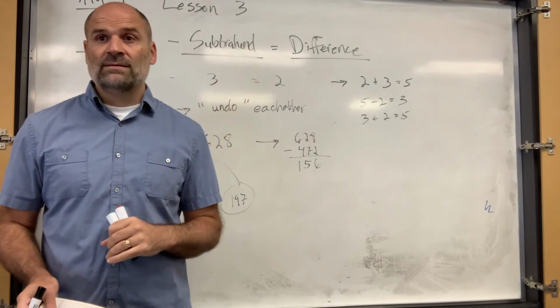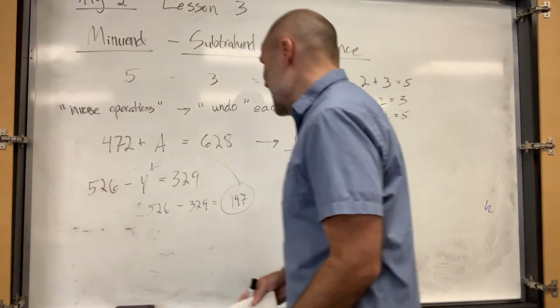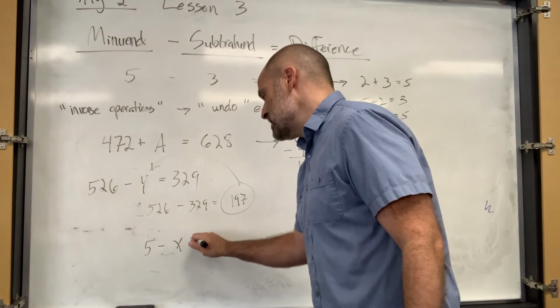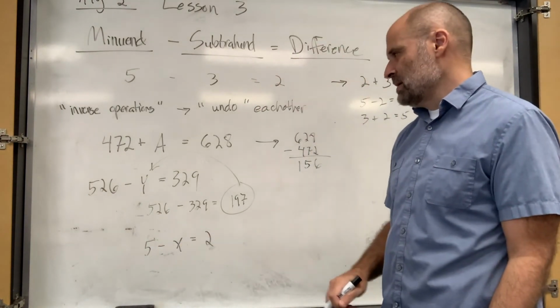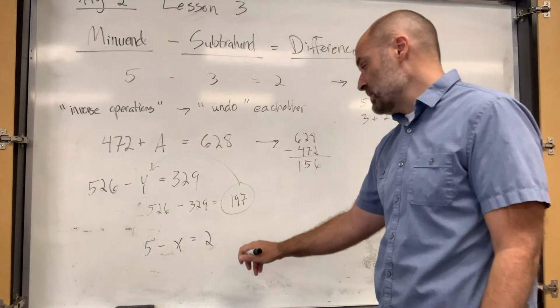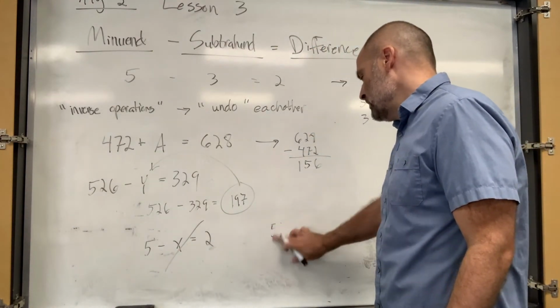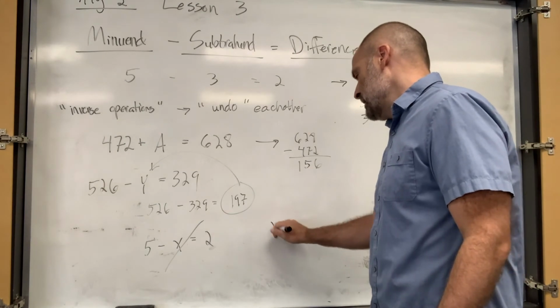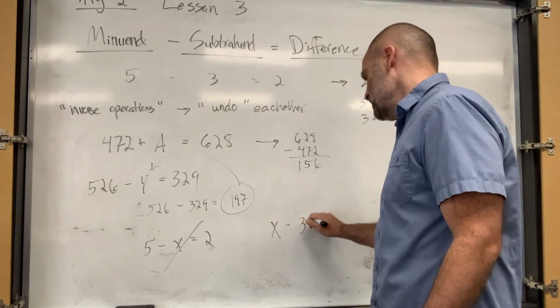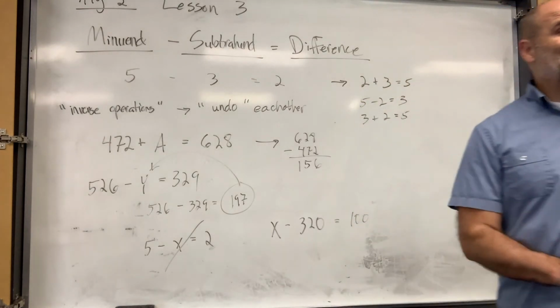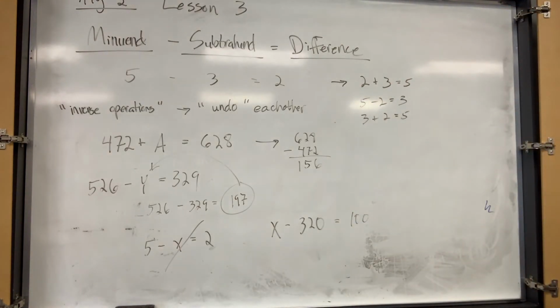Sometimes you subtract, but sometimes you add. So for example, 5 minus x equals 2. That is another subtraction problem. But what if it was x minus 320 equals 100? How do you find that x? Add them together. So this is an addition problem.